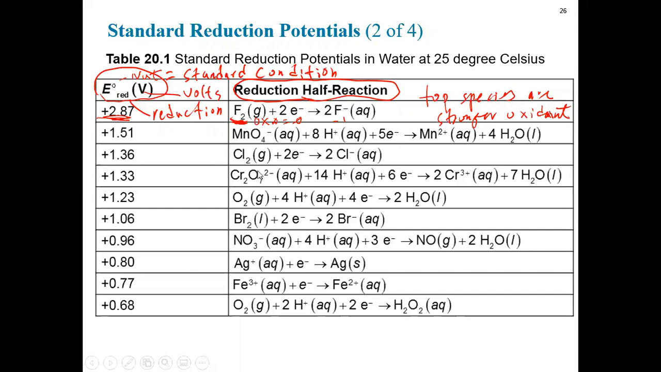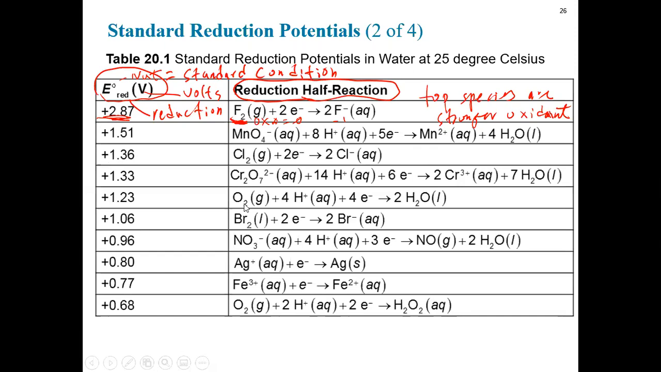Then we have a few others. We have chlorine gas, oxygen gas, then H plus ion, and a sodium ion. So we have 5 choices. Chlorine gas, you can see easily, has a very large reduction potential. That means chlorine gas is a very strong oxidizer. The number is 1.36.